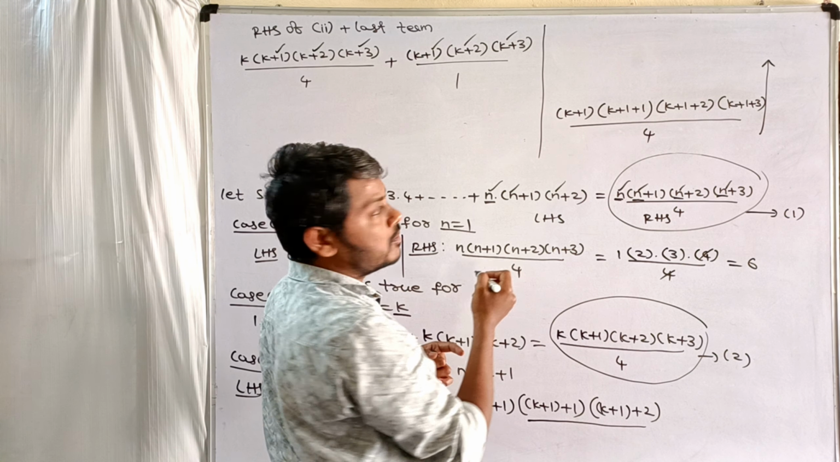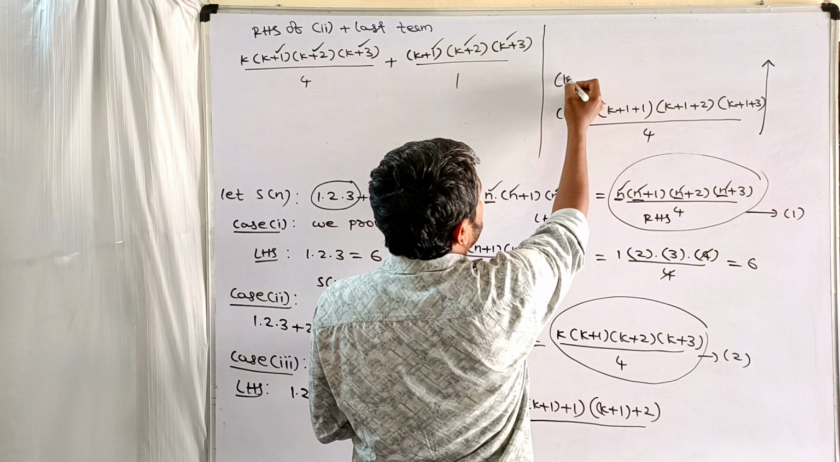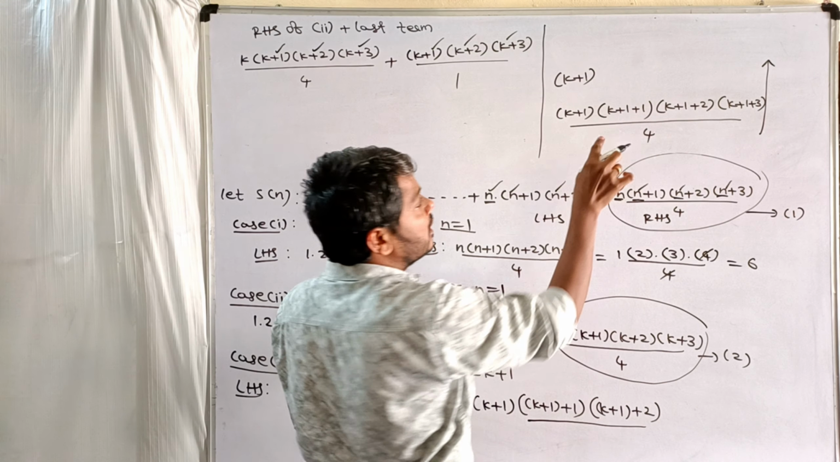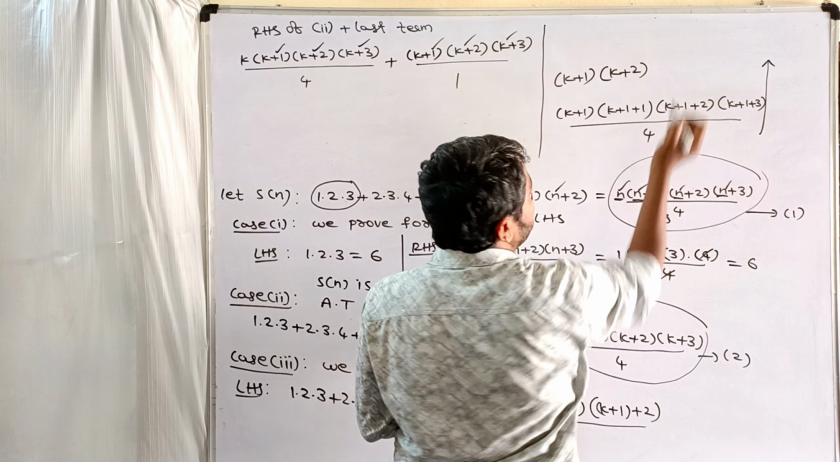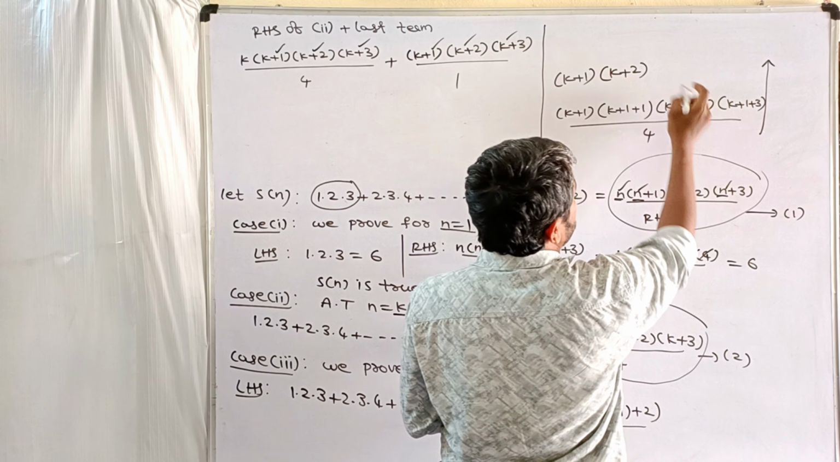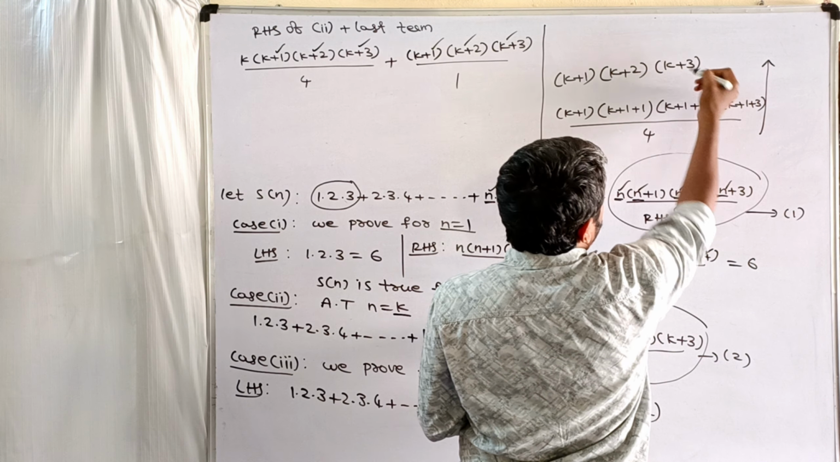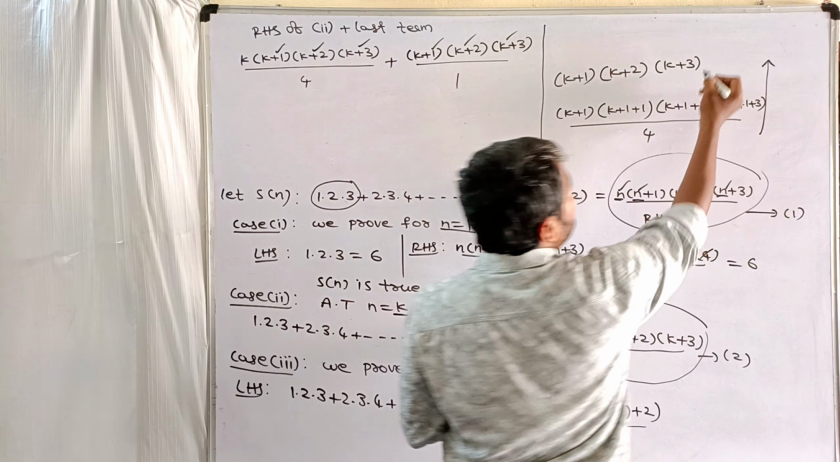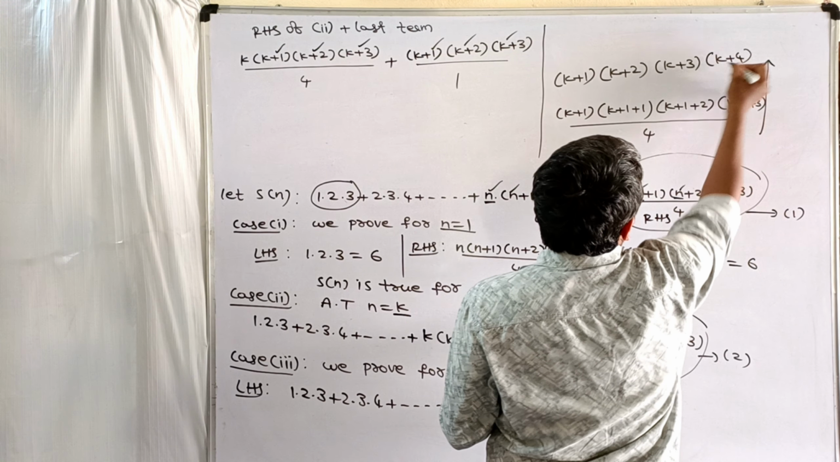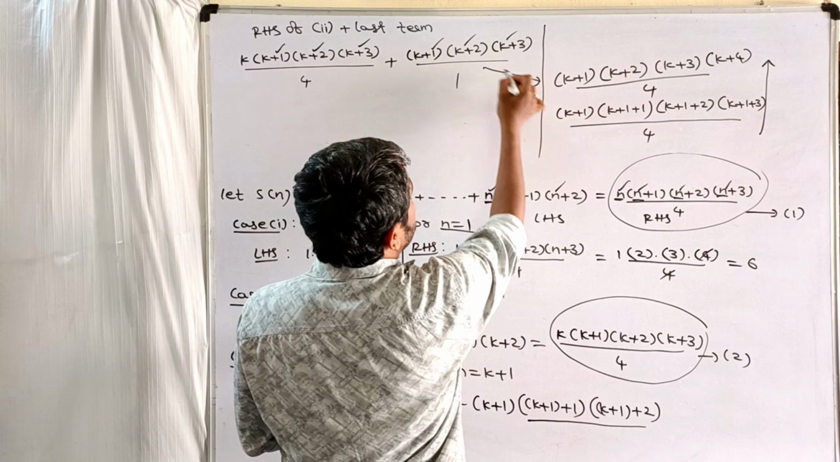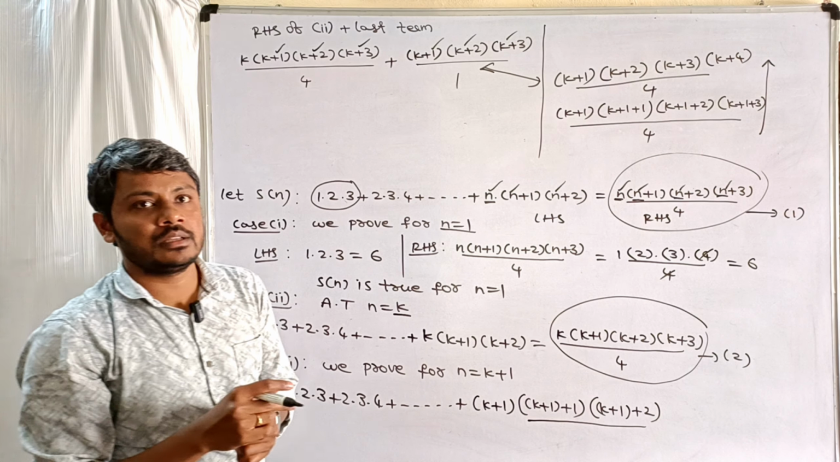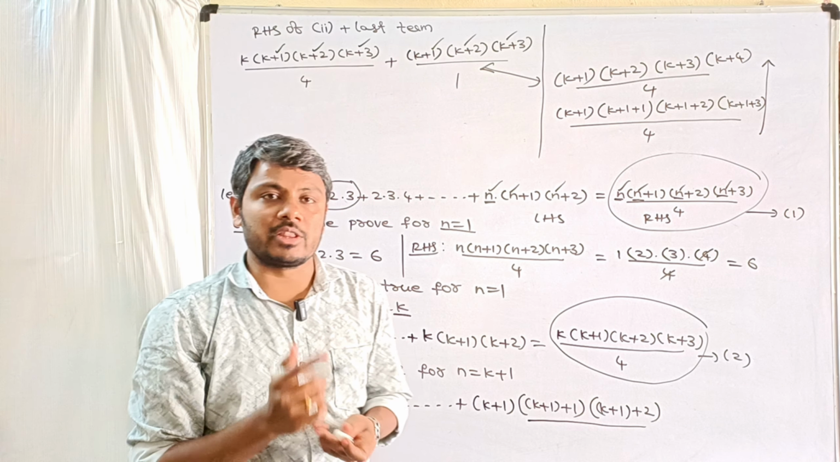Again write the before step. k plus 1, k plus 1 plus 1, that is k plus 2. Next k plus 1 plus 2, k plus 3. k plus 1 plus 3, k plus 4, which is divided by 4. So clearly both these terms coincide. Okay, this is the second method.